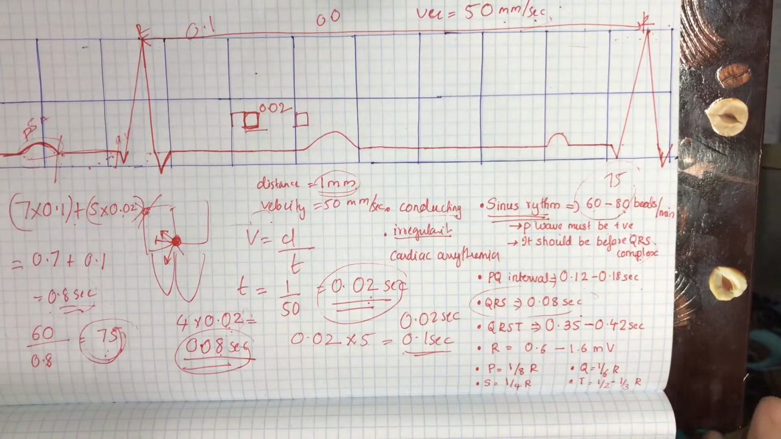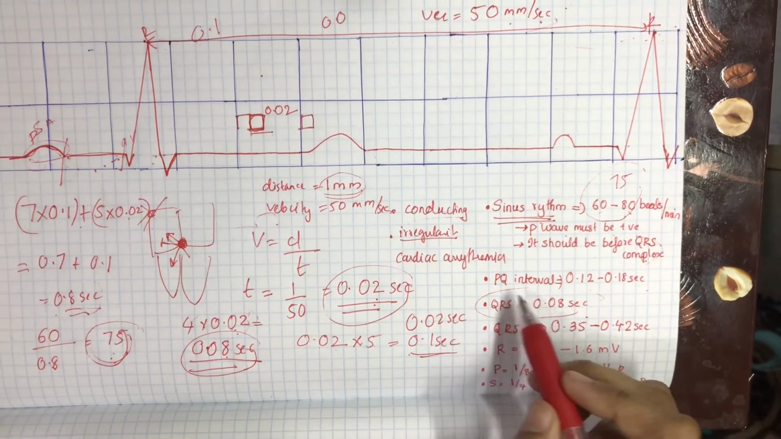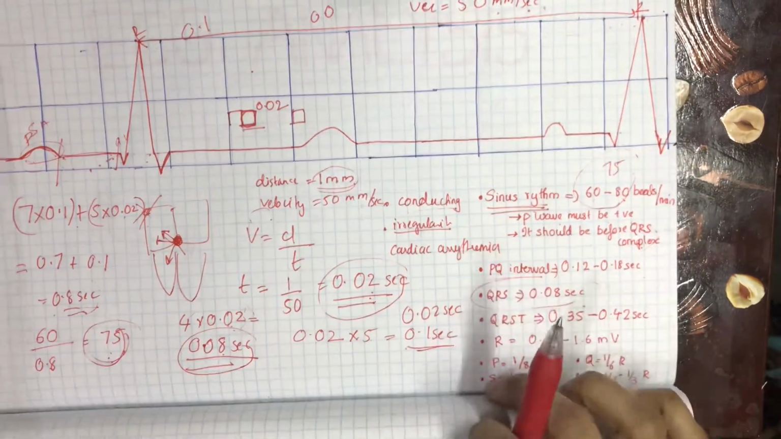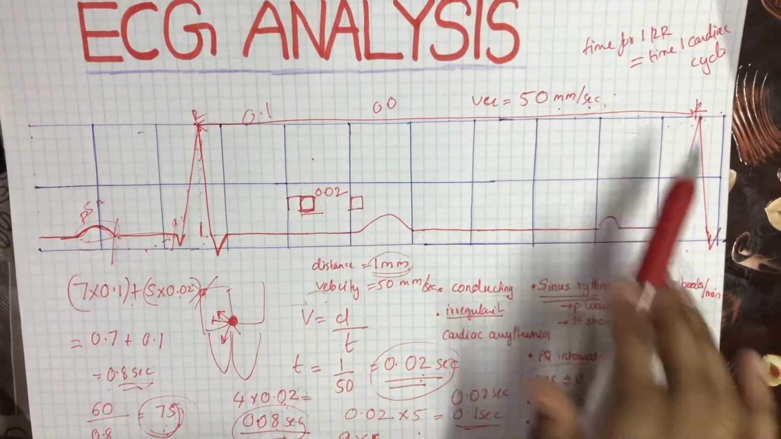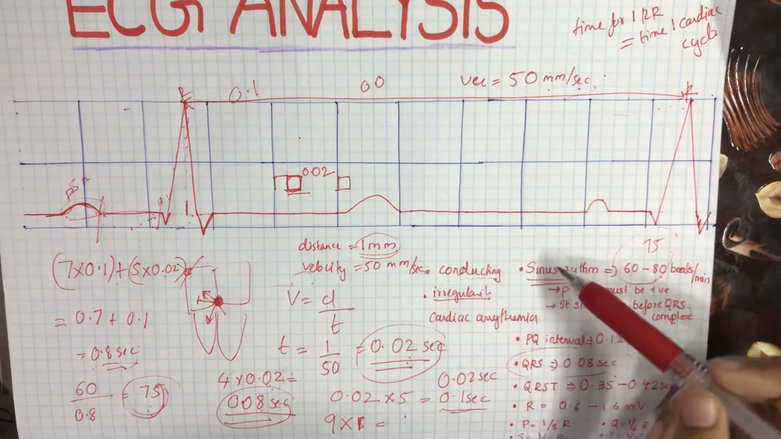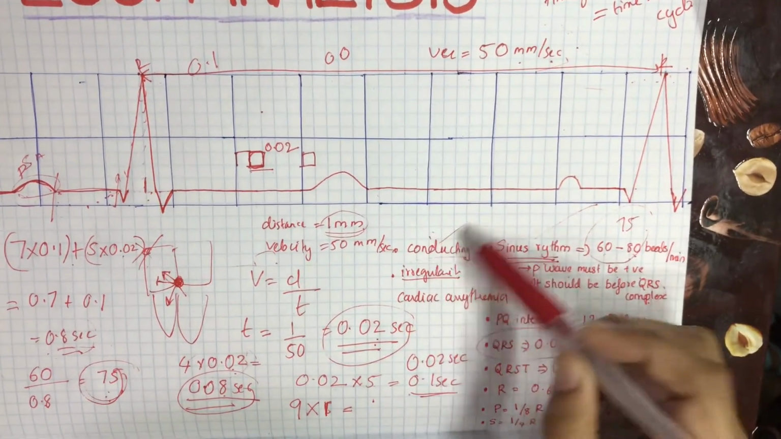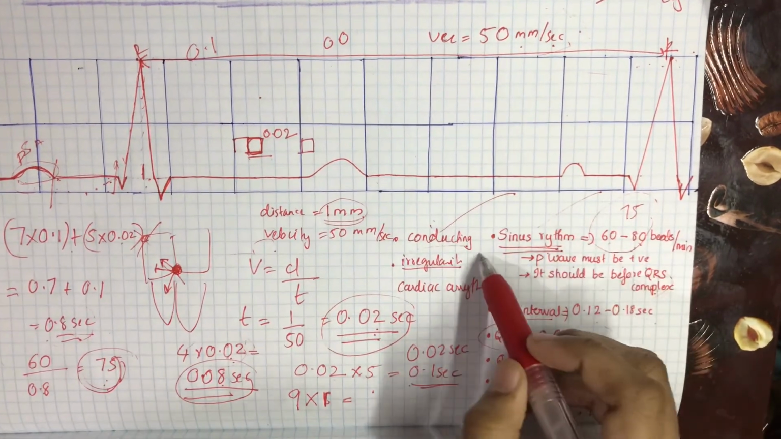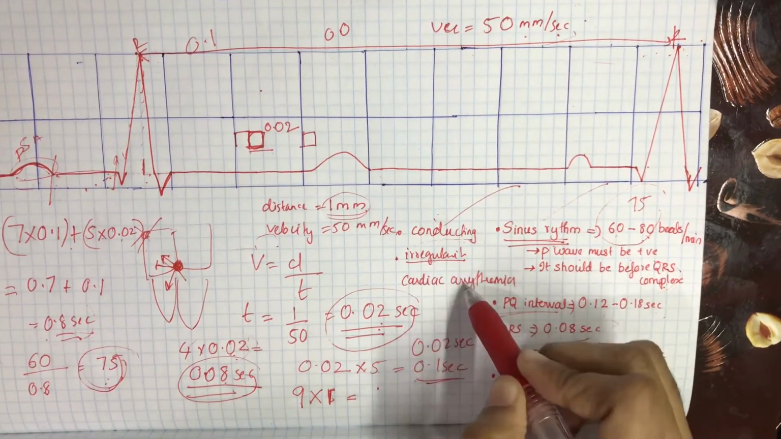Don't get confused. In that same way we can find the PQ interval. Just checking all the main things: we check the sinus rhythm. We check the conduction. If it is between these values, then the conduction is perfect. And we have to know whether it is regular or irregular.